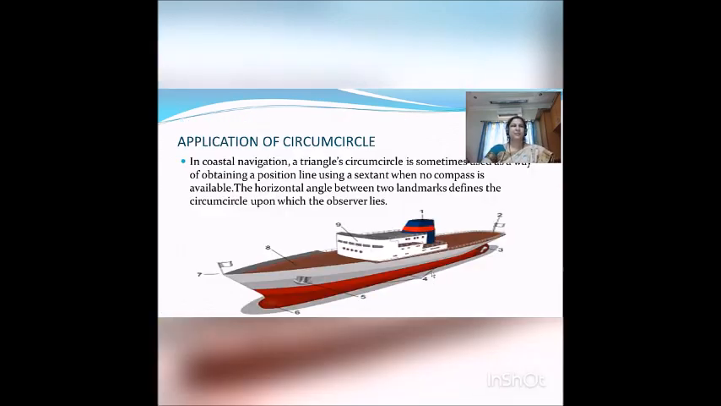This is the application of circumcircle. In coastal navigation, a triangle's circumcircle is sometimes used as a way of obtaining a position line using a sextant when no compass is available.